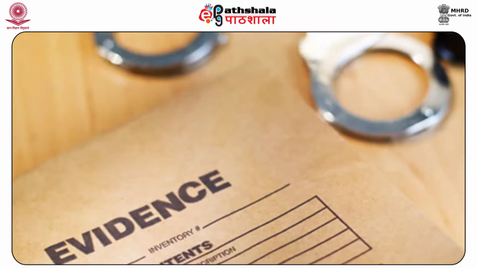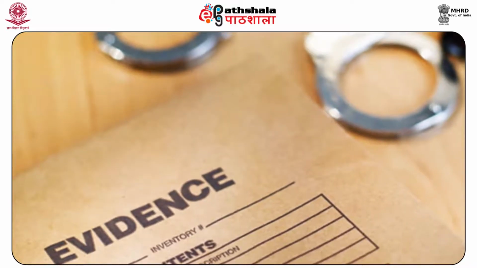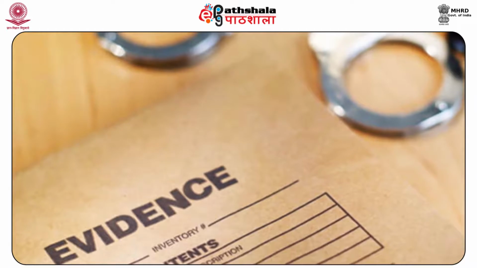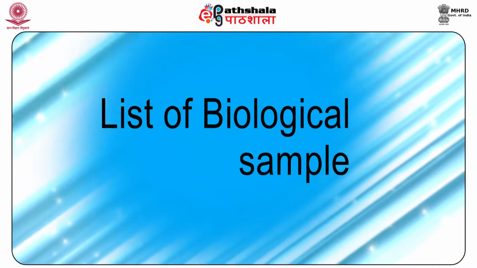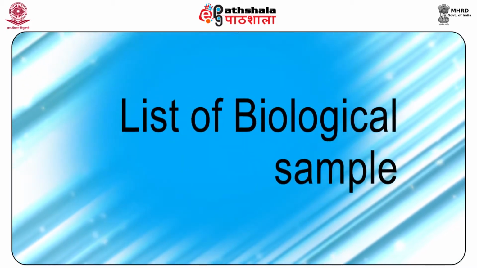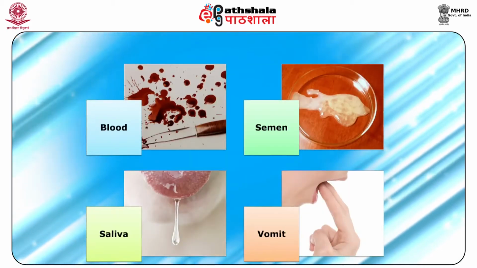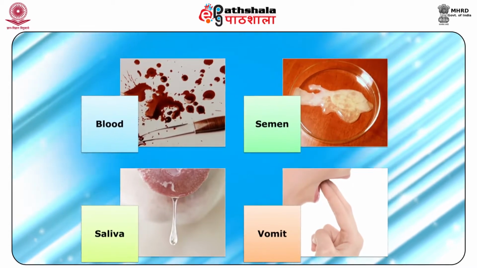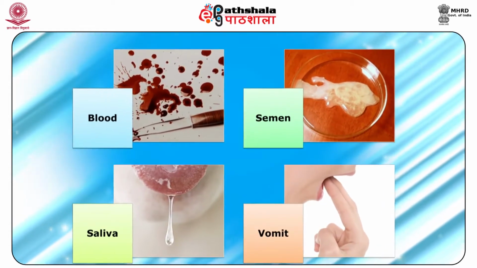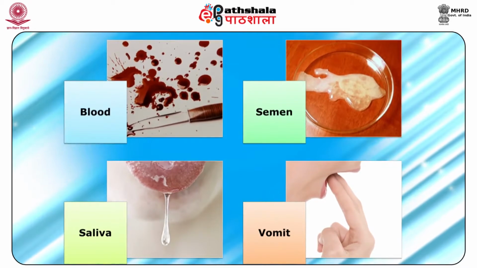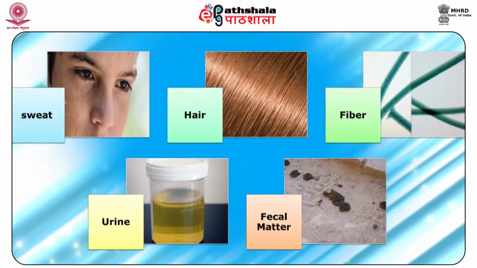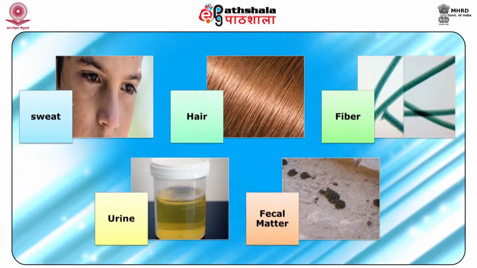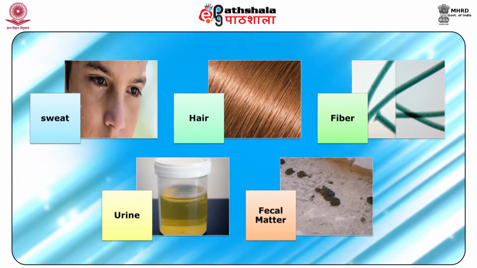Several different means of documentation are available. Generally, the use of more than one method is advised. Let us now see and understand the list of biological samples which are usually encountered during crime scene investigation, such as blood, semen, saliva, vomit, sweat, hair, fiber, urine, fecal matter, etc.